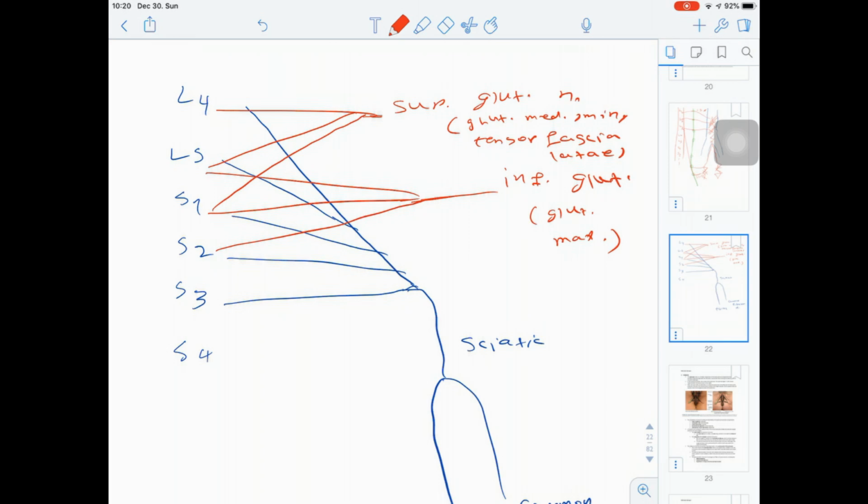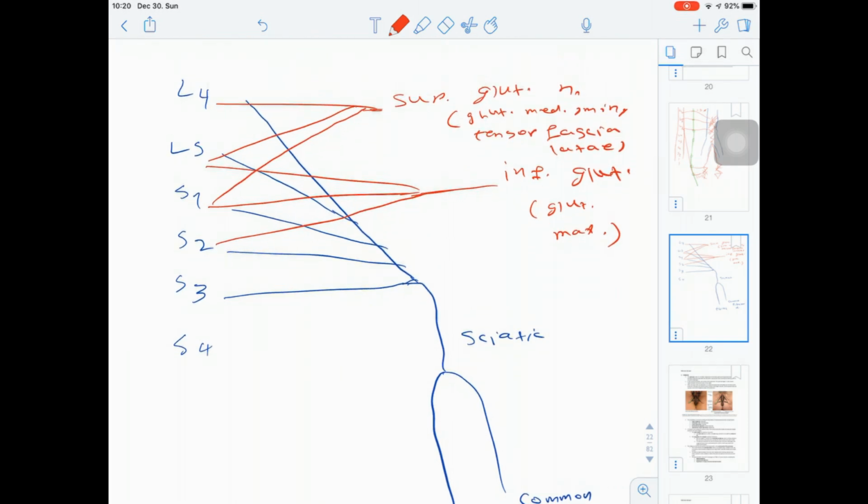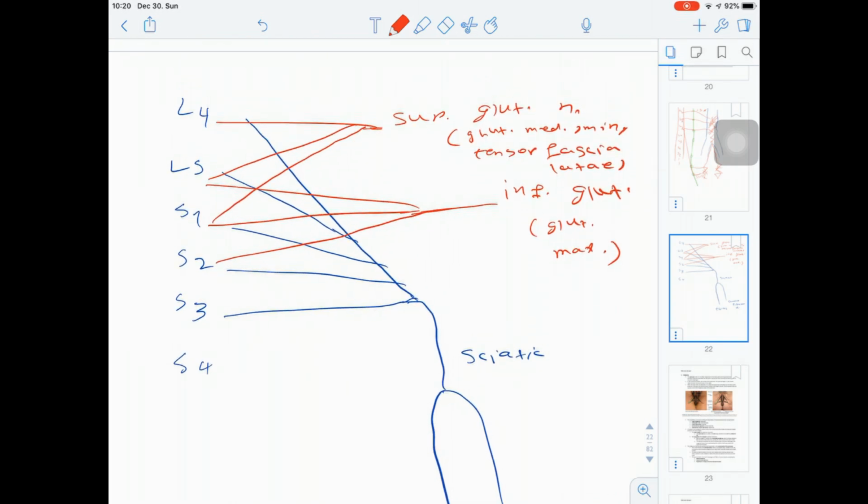It is. Yeah, but just know the names. You don't need to know the originations. Can you also draw them? Okay, no, they didn't talk about it. So the nerve to quadratus femoris, it should be here.